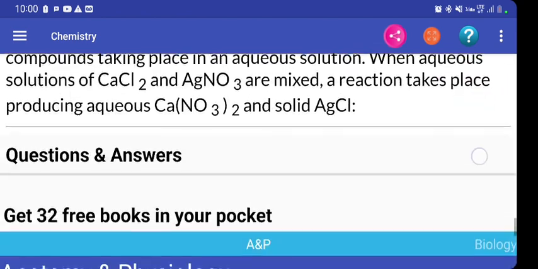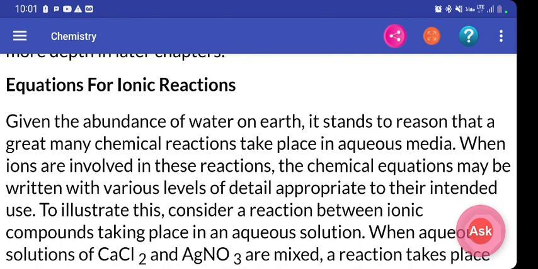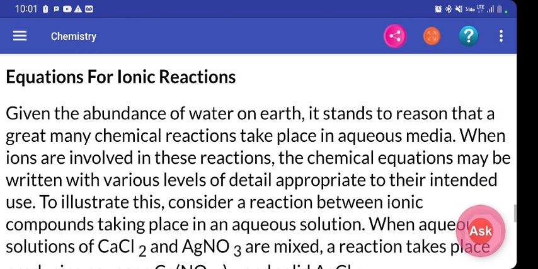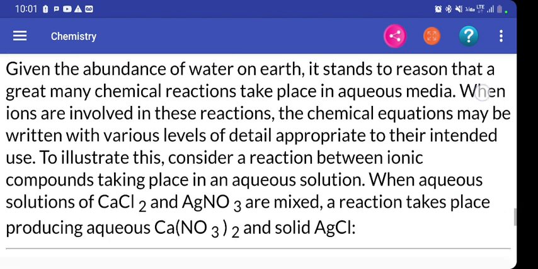Equations for ionic reactions. Given the abundance of water on Earth, it stands to reason that a great many chemical reactions take place in aqueous media. When ions are involved in these reactions, the chemical equations may be written with various levels of detail appropriate to their intended use.